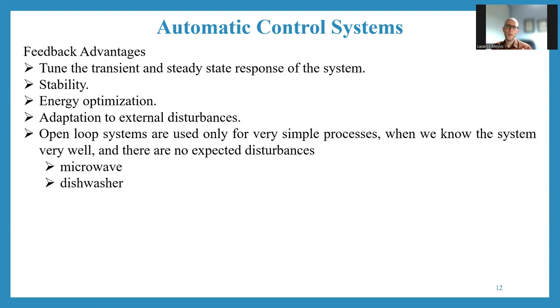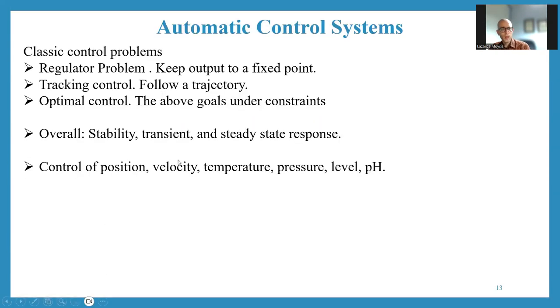We optimize the energy, we adapt to disturbances, we have stability, and we can fix what we will later define as transient and steady state response. This basically means that we reach our goal and we reach it in a desired way. Okay, and these are the basics of open and closed loop feedback control, right?